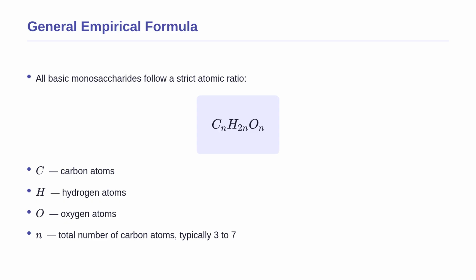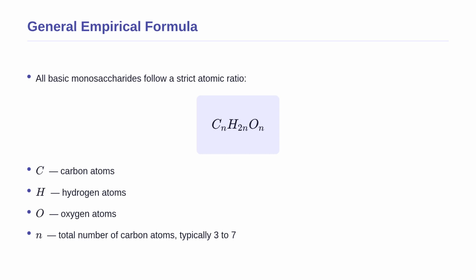This brings us to the general empirical formula for a basic monosaccharide. The formula is CnH2nOn. Conceptually, this tells us that for every one carbon atom, there are exactly two hydrogen atoms and one oxygen atom. This is exactly why they are called carbohydrates, meaning carbon plus water. In this formula, C represents carbon, H represents hydrogen, and O represents oxygen.